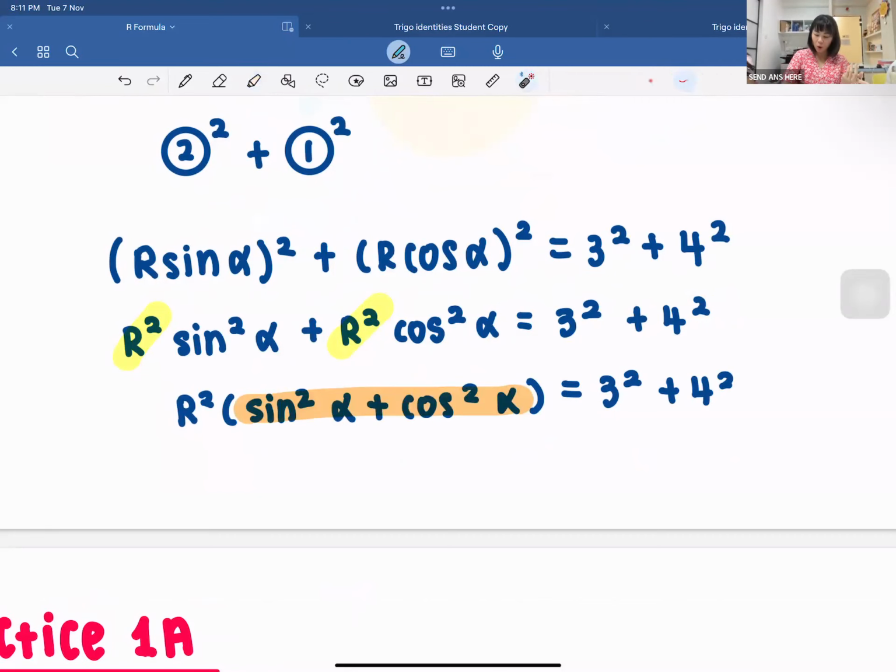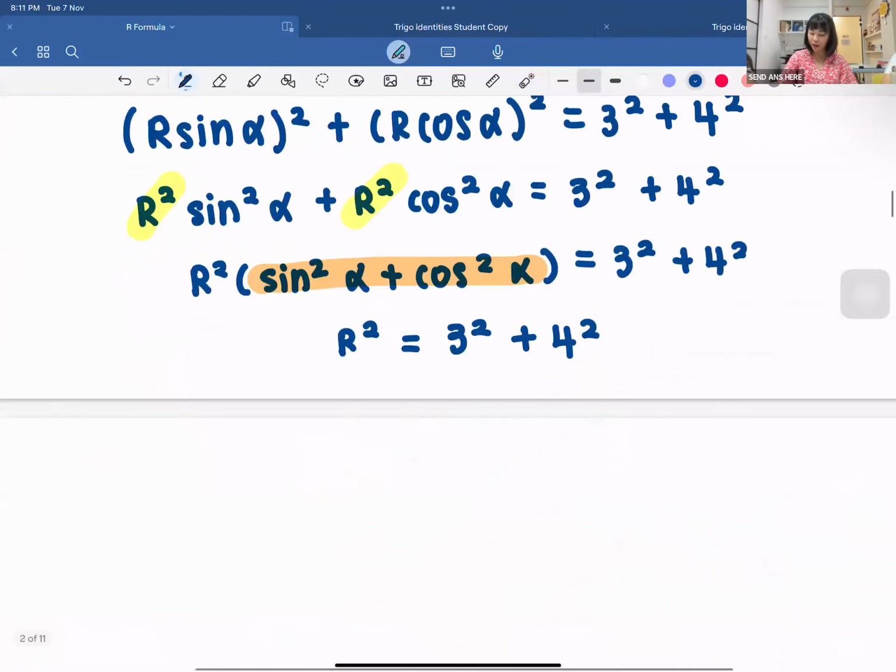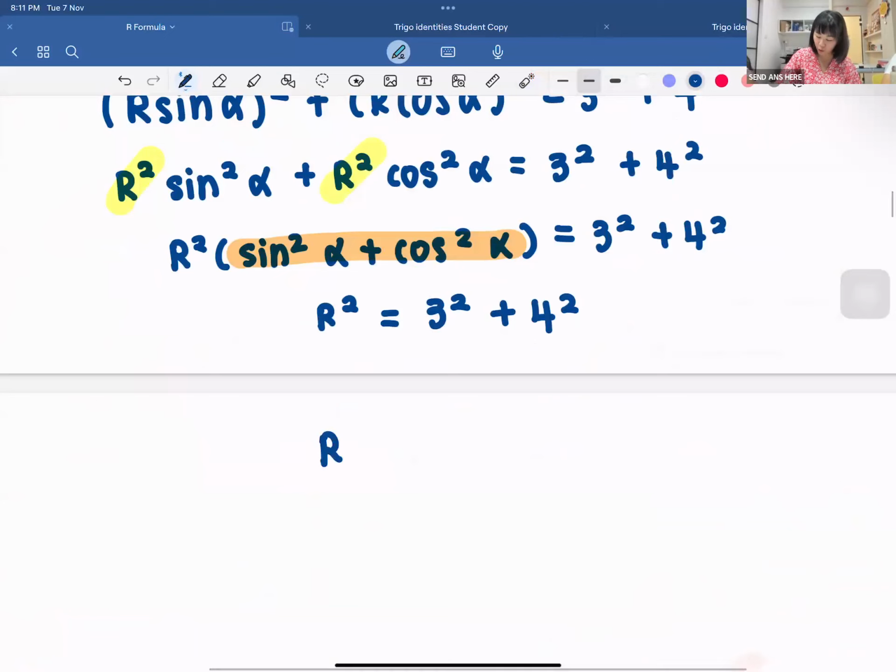And if it's a 1 times R squared, you just get back R squared, right? And can you see that? R squared equals 3 squared plus 4 squared. Which now, isn't it, guys, you can find your R. You just square root your 3 squared plus 4 squared.